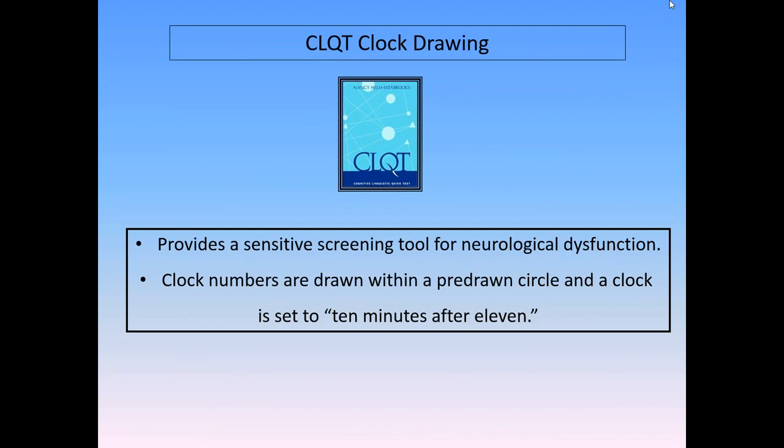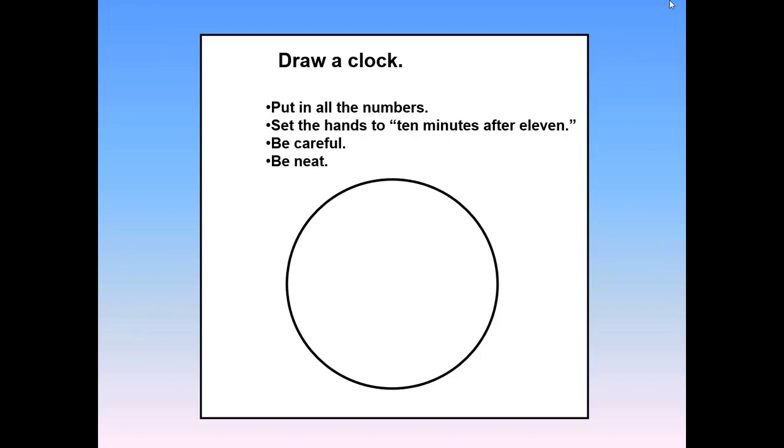The CLQT clock drawing is a sensitive screen for neurological dysfunction. And the way we do it, it's a pre-drawn clock, because we could not get reliability on what's a good drawn circle, and also, as I'll show you, a drawn clock can be so lopsided or tiny that you can't even get the numbers in. But anyway, we asked them to set the clock to 10 minutes after 11. So here you go. The instructions are there, so there's not a lot of memory component.